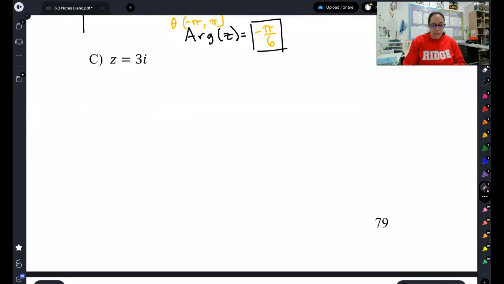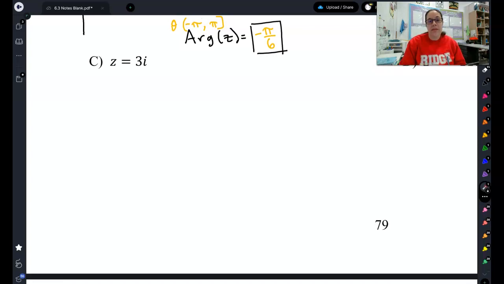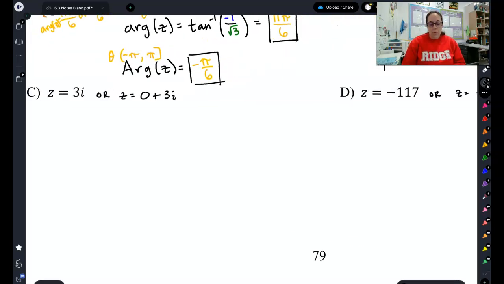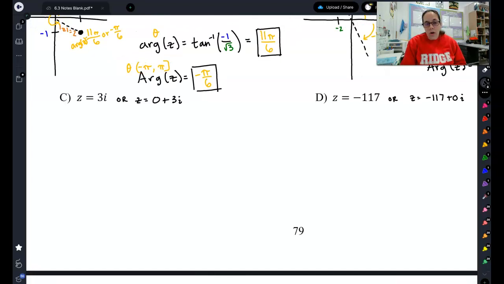The last two problems we're going to do are not calculator problems. They are unit circle problems. So what I'm going to do is have you do both of these problems. First off, we're going to change this to be 0 plus 3i, so then it's a little easier to see our real and imaginary parts. And for D, we're going to change this to be negative 117 plus 0i. So then you can see your real and imaginary parts. And what I want you to do is to graph both of these problems and then find all the things you need for both of them and then come back to check your work on both problems.